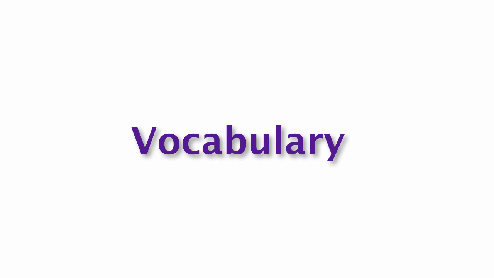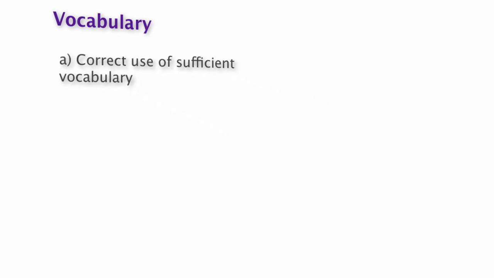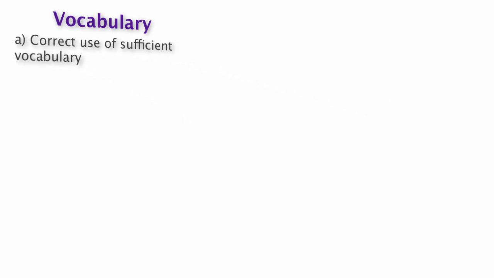Next, we move to the third criterion called vocabulary. Since this performance corresponds to Course 10, we only focus on descriptor A, correct use of sufficient vocabulary. The vocabulary used is adequate for the purpose of the task, even though there are 6 words that are not used correctly.